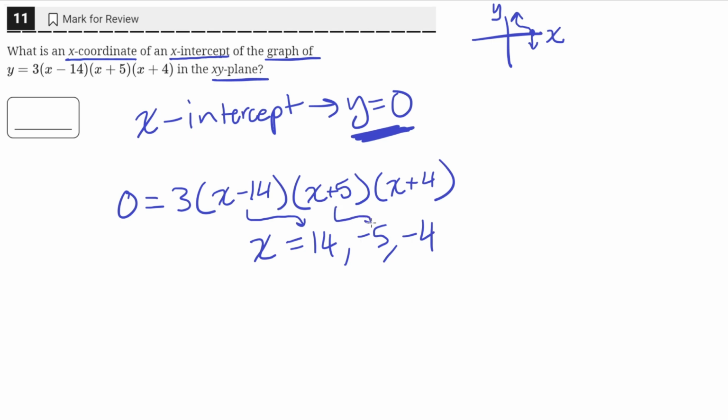The same with x equals negative 5. Negative 5 plus 5 is 0. And the same with x plus 4. When x equals negative 4, negative 4 plus 4 equals 0. So these are three possible values for the x value at an x-intercept. So we could just choose any one. So we could just say x equals 14.